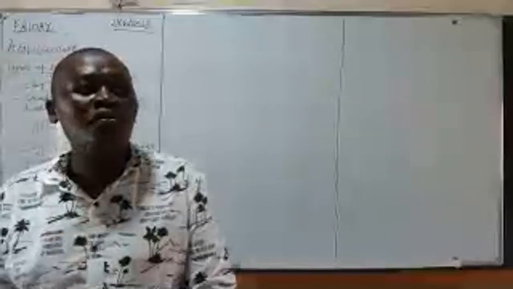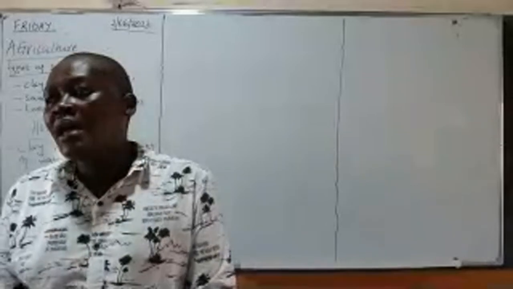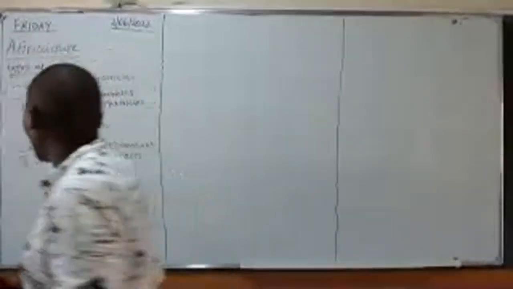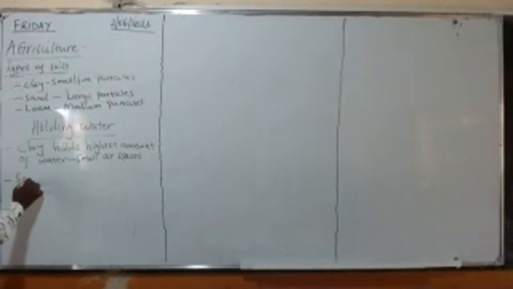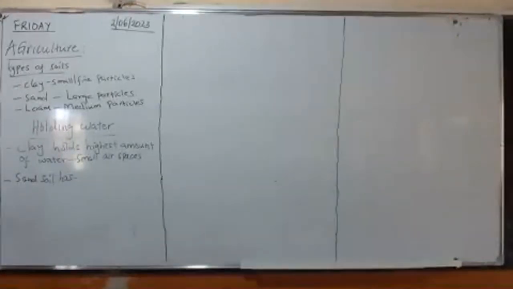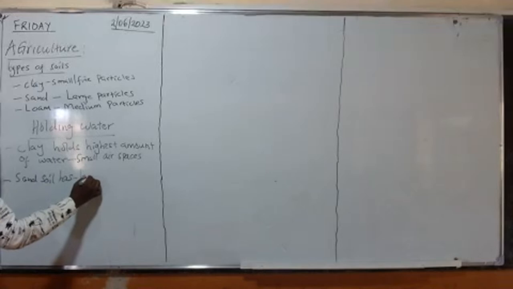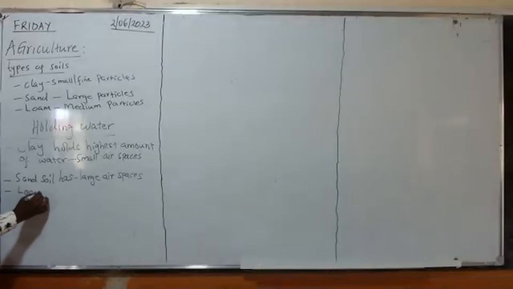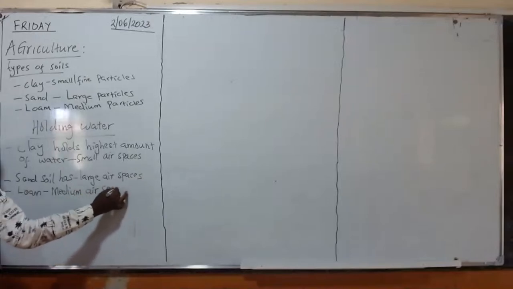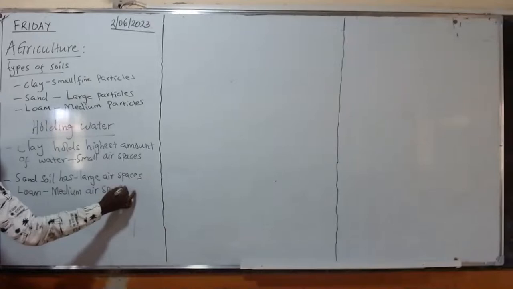Then which one holds a little amount of water compared to the others? The one which holds a little amount of water compared to the others. Because sand soil has large air spaces. Then the other one is loam. It holds an average amount of water because it has medium air spaces.